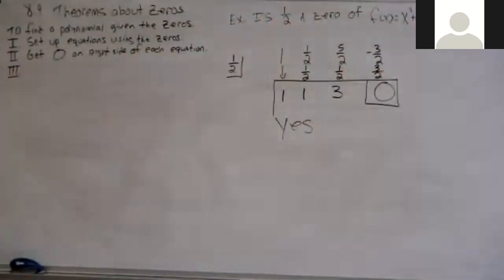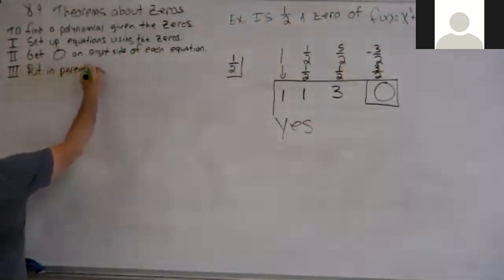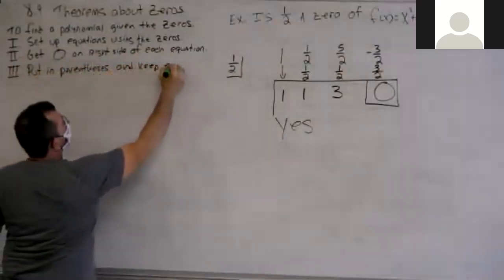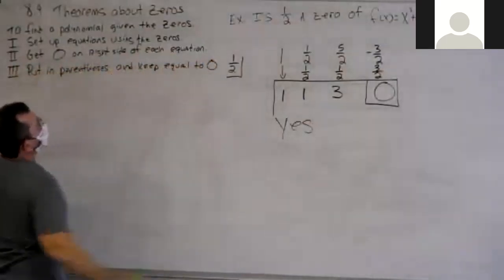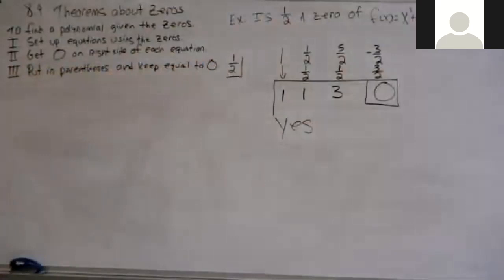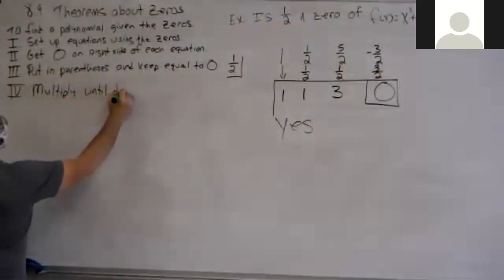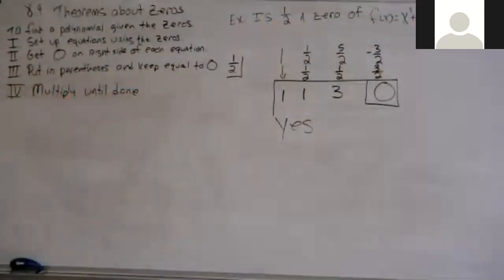Put everything in parentheses, equal to 0 still. So I'm going to put them in parentheses, like if I had x minus 5 equals 0, I'm going to put x minus 5 in parentheses, my x plus 2, and whatever else I get, okay? Multiply it out. A lot of the multiplying here is going to be the multiplying we call FOIL, okay?